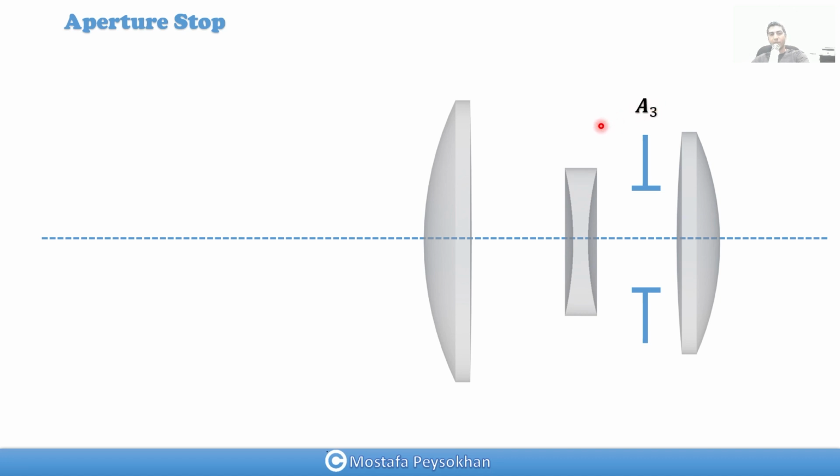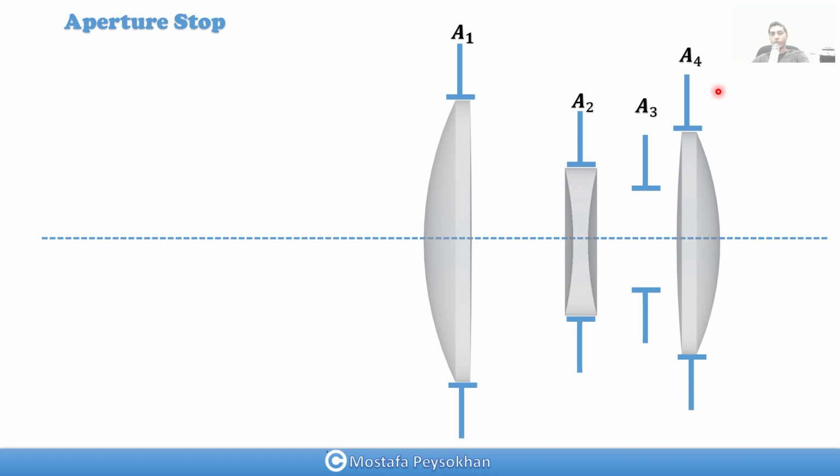But we have other apertures also. From here to here, we have a clear aperture of the lens that is, as I said, it can be the mechanical edge of the lens, anything. So we have three other apertures: aperture 1, aperture 2, and aperture 4, which are mechanical apertures. Now it's very obvious that aperture 3 is the limitation of our optical system, and that's the real stop of our optical system. But we need to figure it out. We need to see whether it is a true statement or not.